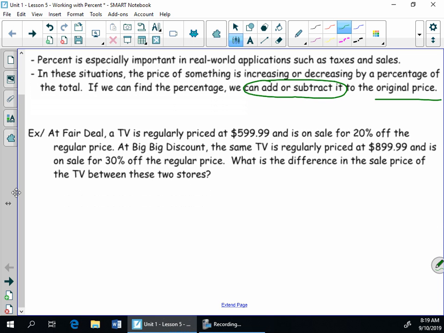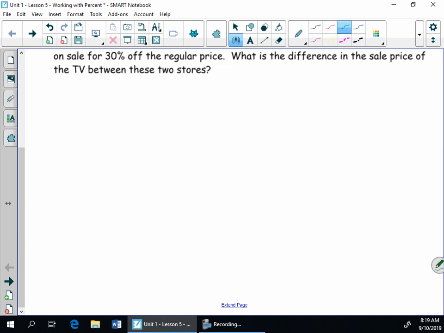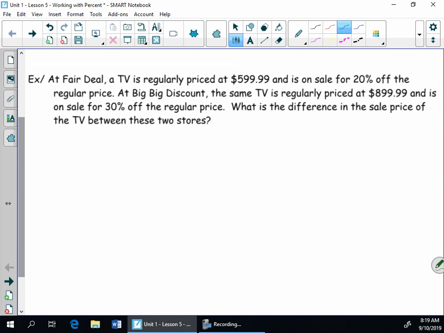At Fair Deal, a TV is regular priced at $599.99 and is on sale for 25% off the regular price. At Big Big Discount, same TV, $899, but it's on sale for 30% off. What is the difference in the sale price of the TV between these stores? So what we're being asked to do here is to figure out what is the discount.